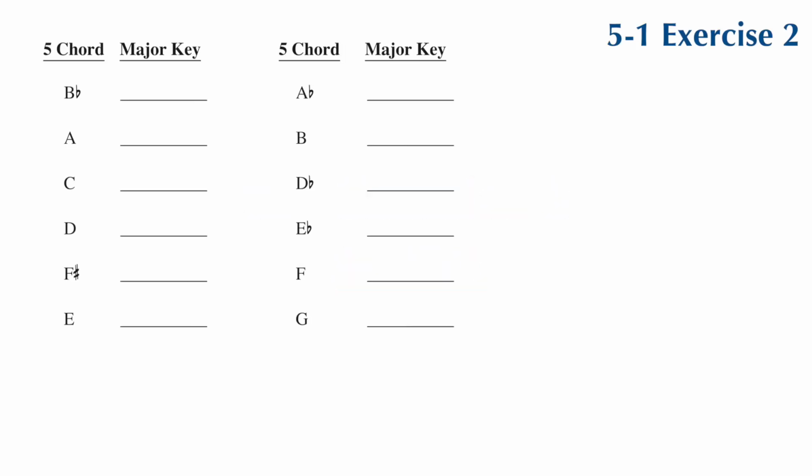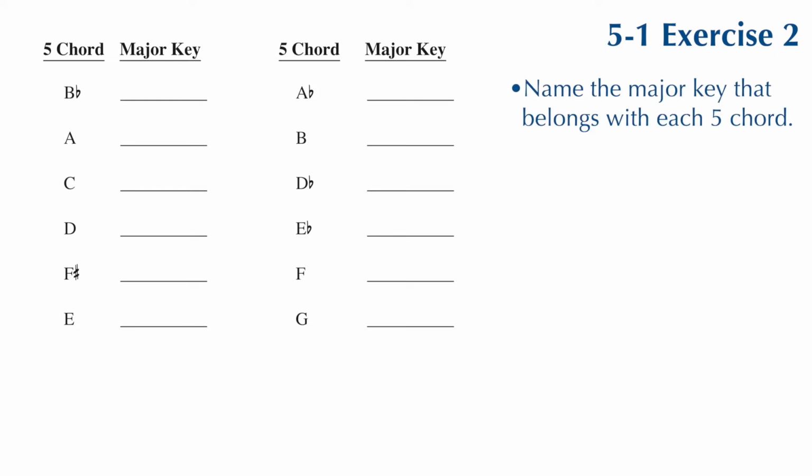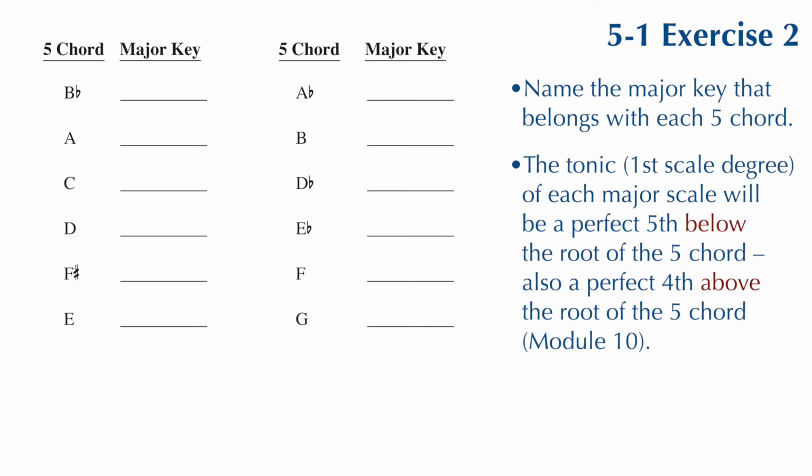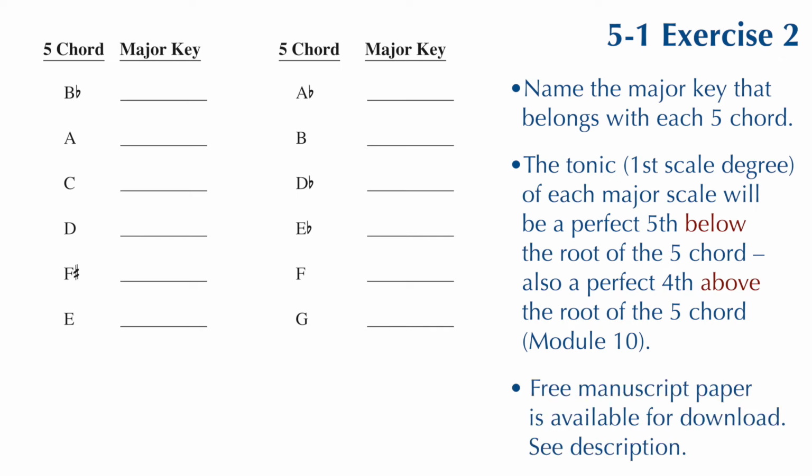At the bottom of page 74, we have this 5-1 exercise 2. You're given the name of the 5 chord in one column. Your job is to name the major key to which each 5 chord belongs. The major key is going to be either a perfect 5th below or a perfect 4th above the root of the 5 chord. If you have Guitar Theory Modules, you can write your answers right there in the book and check your work on page 219.